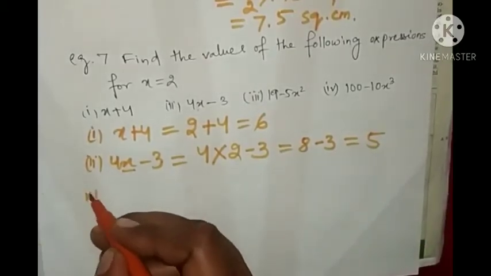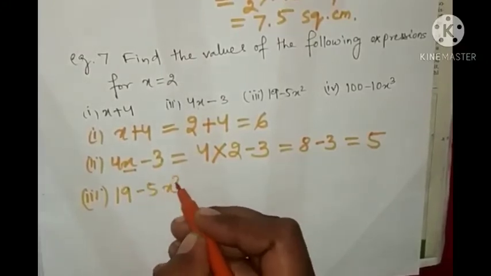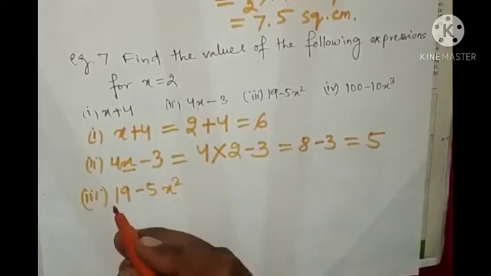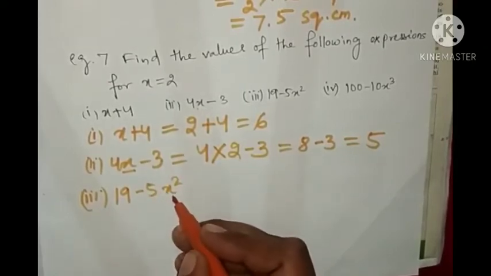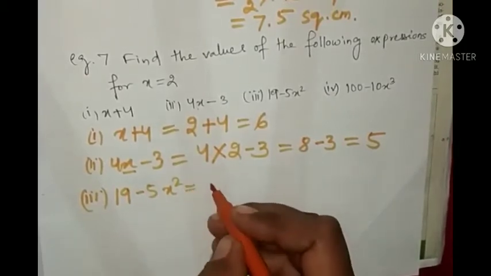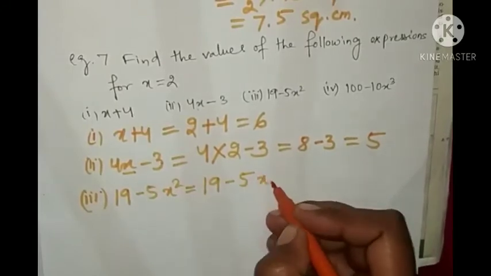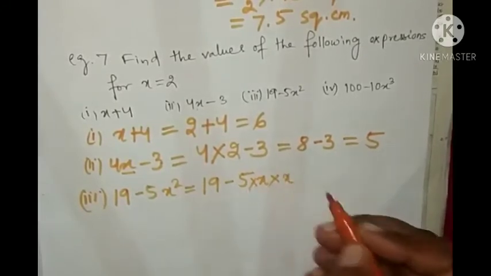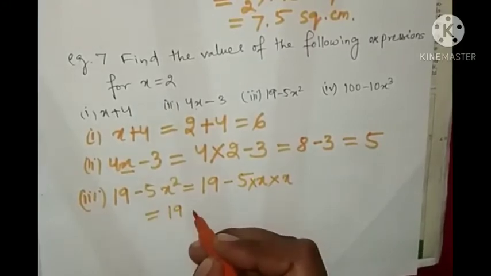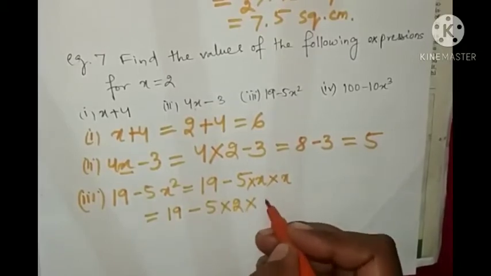Next, move to number 3, that is 19 minus 5x square. Here 19 is a fixed value and 5 is a fixed value. These are constants, but x is a variable. x square means x into x. So write down 19 minus 5 into x into x, equal to 19 minus 5 into x, which is 2, into 2.